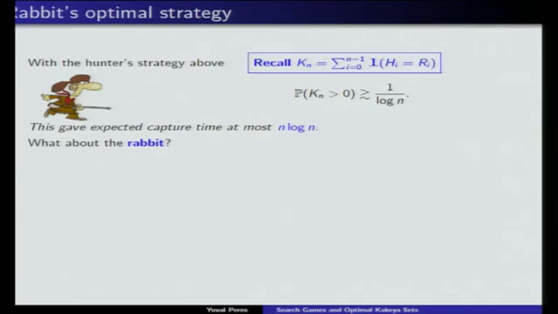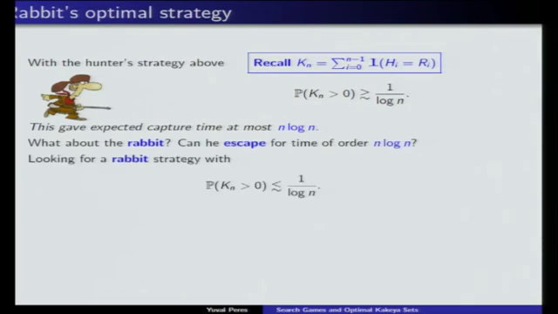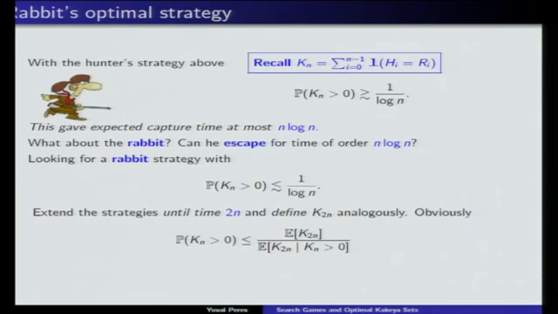So it turns out that the rabbit does have a strategy at most 1 over log n. We haven't yet defined the strategy, but once we define it, the way we're going to bound the probability of collision in n steps is by extending the strategy to 2n steps and bounding this probability by the ratio of these expectations.